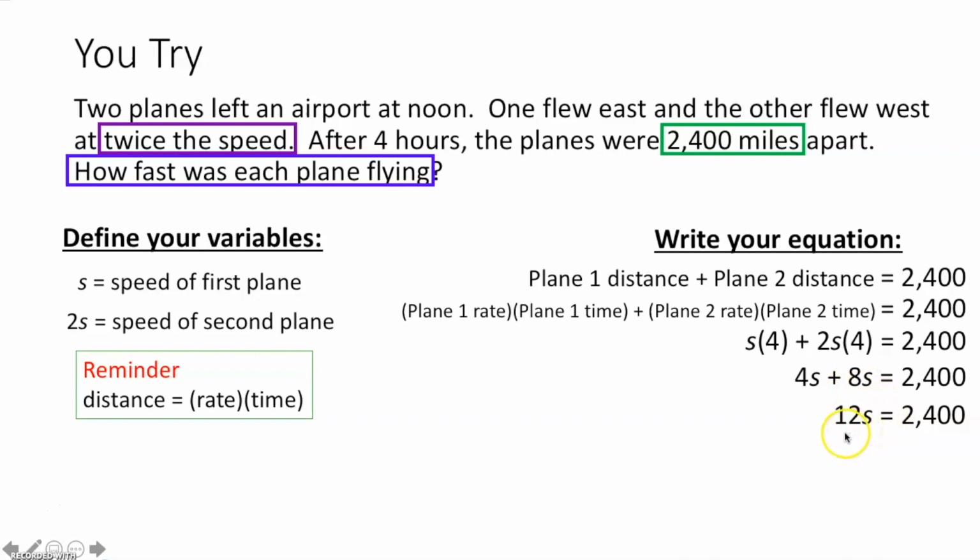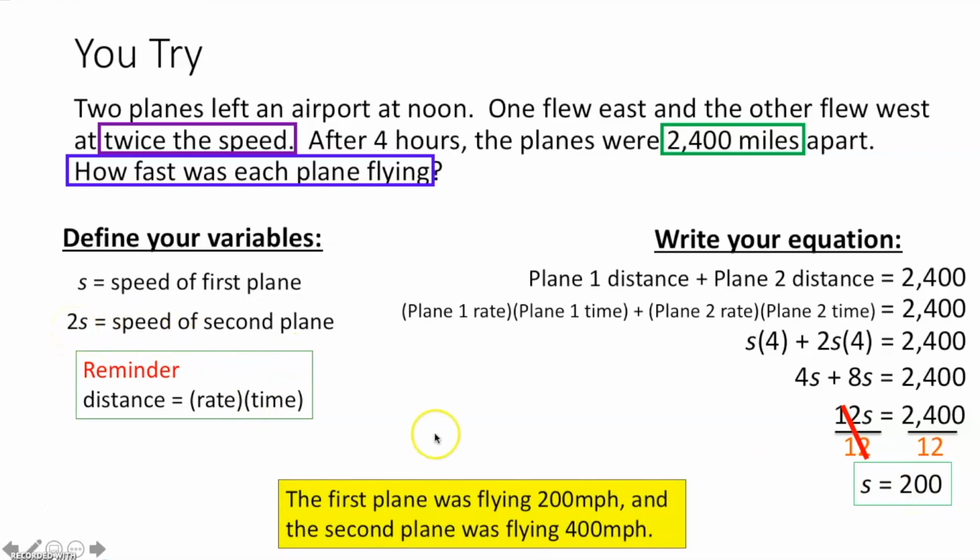Done. Step 3, constants need to go to the right. So this 12 has to go. 12 times S, the opposite of that or inverse would be dividing by 12. So I divide both sides by 12. These cancel out. I get S is equal to 200. That is not your answer. Answer in a sentence. How fast was each plane flying? So S is the speed of the first plane. So the first plane was flying 200 miles per hour. The second plane was flying twice as fast, so 400 miles per hour.